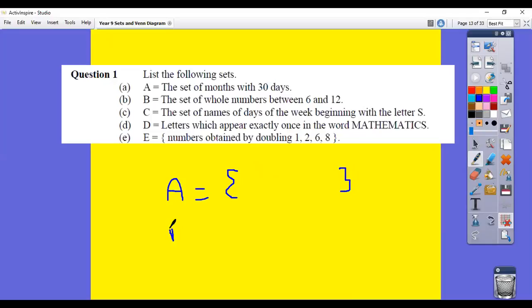For B, you would write set B, and then list the set of whole numbers between 6 and 12. For C, you would write the elements: the set of names of the days of the week beginning with the letter S. D, letters which appear exactly once in the word mathematics. And E, numbers obtained by doubling 1, 2, 6 and 8. So for homework, can you do question 1 with all these sub-questions?